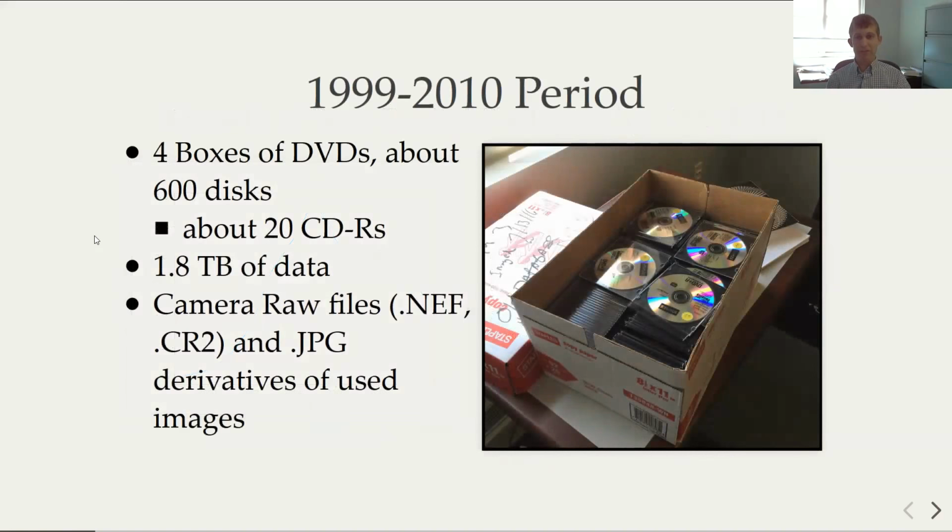So for this first period, we got a lot of discs in boxes that looked like this. So 4 boxes with 600, mostly DVDs, but some CDRs mixed in, 1.8 terabytes of data. And most of these are camera raw files that come right off the camera, like the Nikon NEF or Canon CR2. And what the photographer used to do is take the camera raws and edit them into the final published form, and that would be saved as a JPEG.